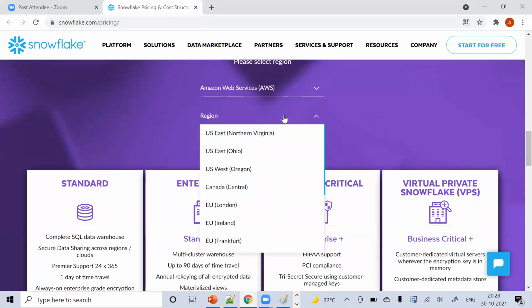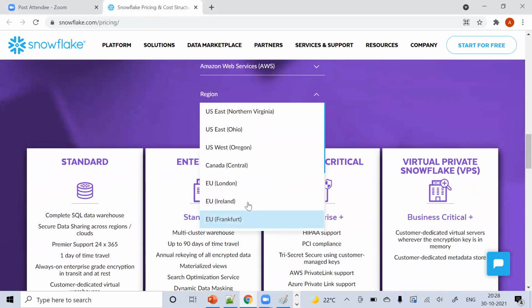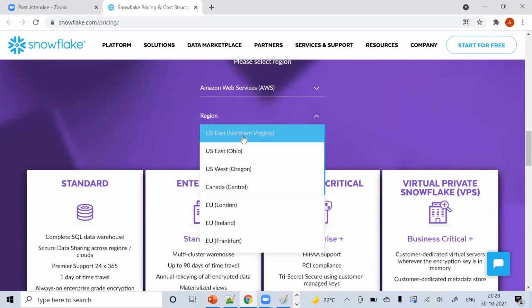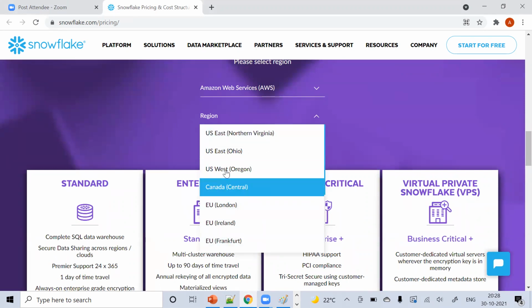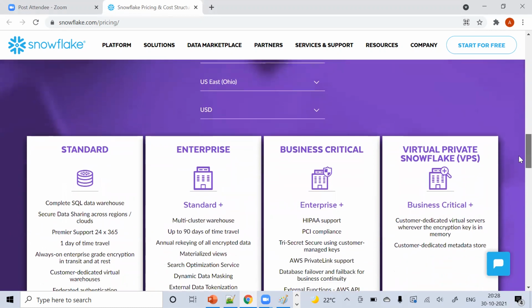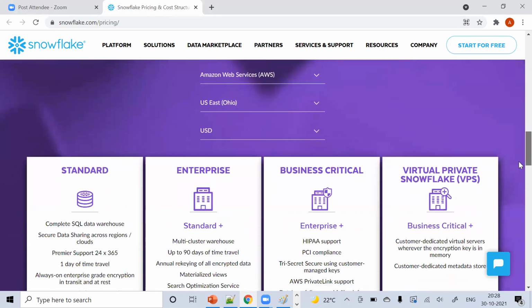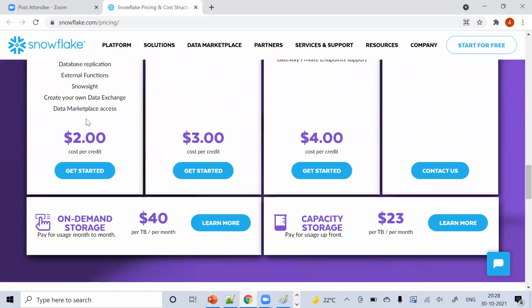Then you have to select your region. So my region was, I think it was East or something. Then obviously it will ask what currency, USD. And it will depend on the editions. See guys, these editions, it will depend on this. So I've selected it and see, you will see here.